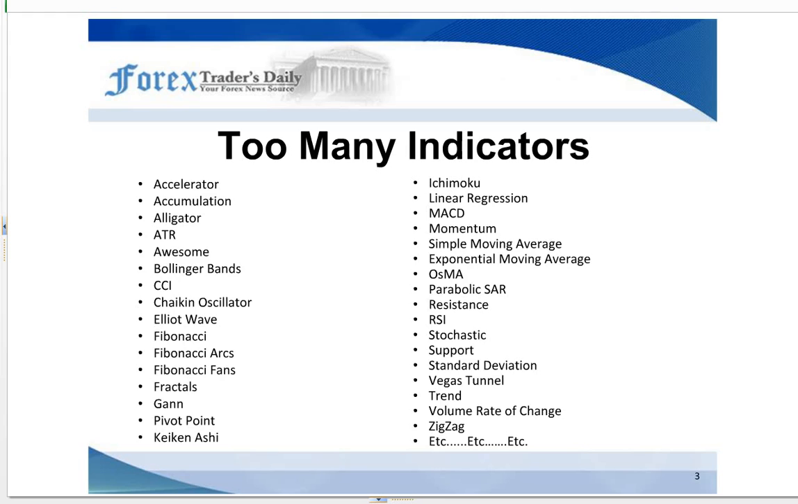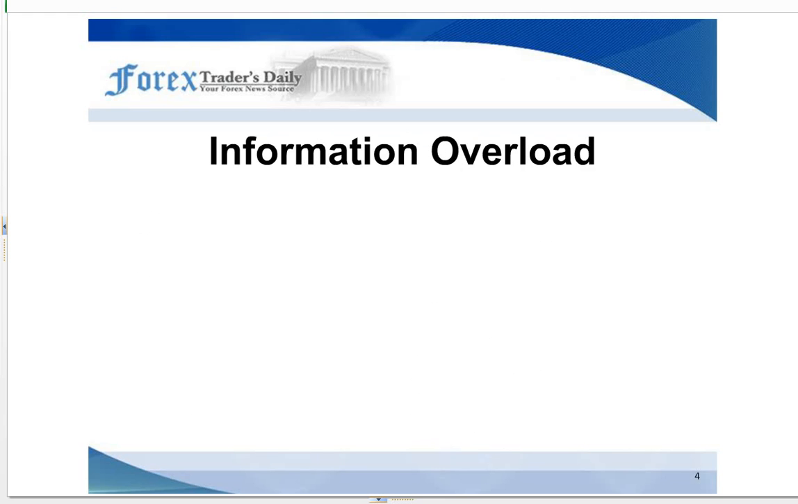The first obstacle that I figured out was that I was having information overload. I was spread way too thin. I was watching so many of those indicators that it was nearly impossible to make sense of it all. Some of them would say buy, some of them would say sell, and it became very confusing. Remember that long list that I just showed you?